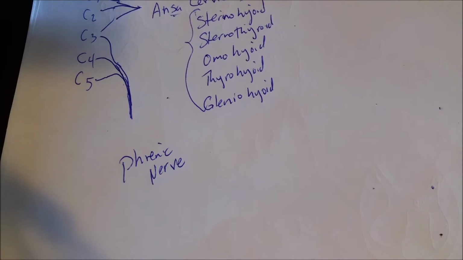Now, the next thing that I want you to know, which is really important, is called the brachial plexus. Based on the name, brachial, it tells you that it's going to go to the arm.